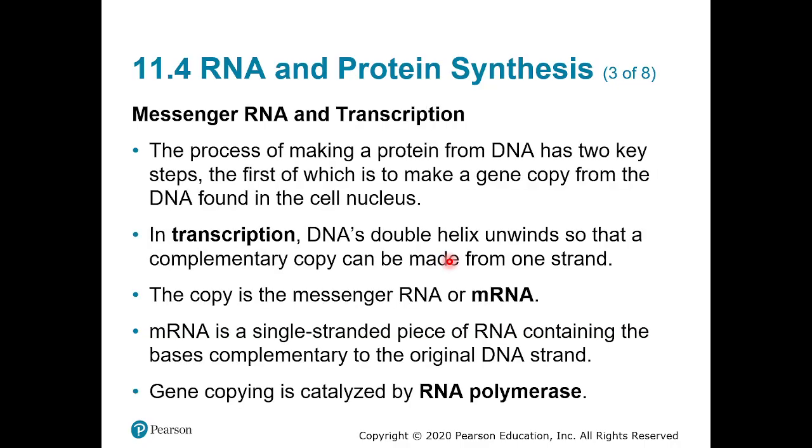So, messenger RNA is going to be involved in the process of transcription. The process of making a protein from a DNA has two key steps. We have to make a copy of that gene that we can send out and use. And then we have to take the amino acids and join them together according to those instructions. That gene copy, in organisms that have a cell nucleus, is going to be made in the cell nucleus.